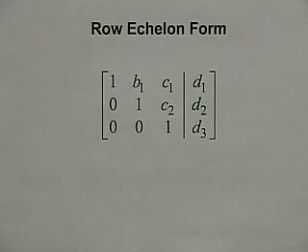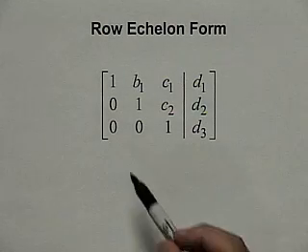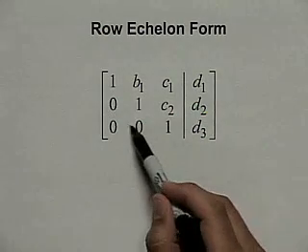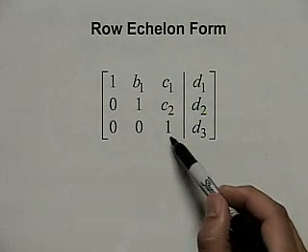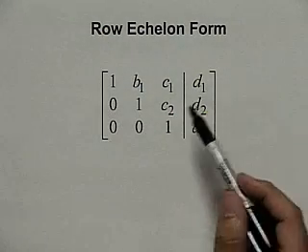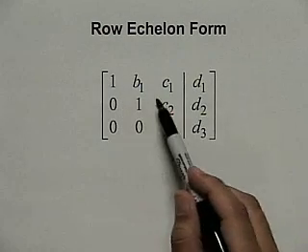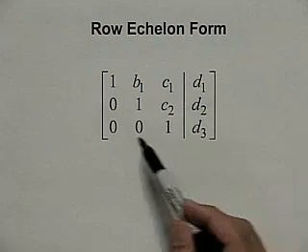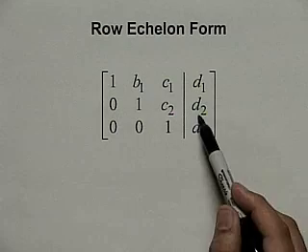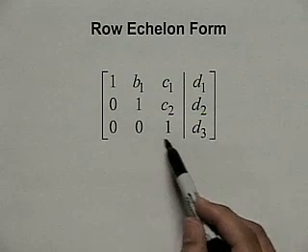We can use matrix row transformations in order to put our matrix in something called row echelon form. Let's take a look at this form. Here you see the matrix put in row echelon form. Notice the bottom triangle of the matrix is all zeros, and then across the main diagonal we have ones. Going across, the form looks like 1, B1, C1, D1, then 0, 1, C2, D2, and then 0, 0, 1, D3.